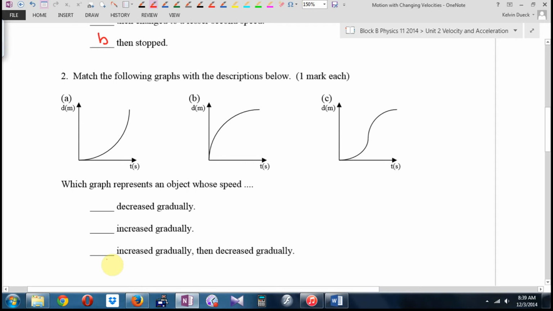Ooh, now we got some curves. Which graph represents an object whose speed decreased gradually? Where does speed appear on a distance versus time or position versus time graph? One word begins with the letter S. So what I really see is I'm looking for a slope that's decreasing gradually. Right? Increasing gradually. You're speeding up. Increased gradually, then decreased gradually. Sped up, started slowing down.